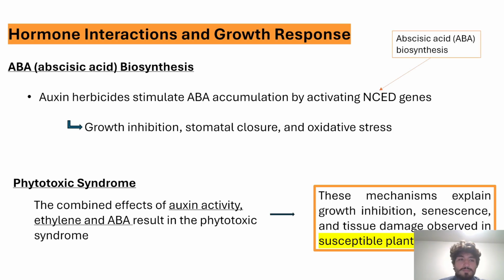Right, and then we have abscisic acid biosynthesis, because auxin herbicides stimulate abscisic acid accumulation by activating NCED genes, and these NCED genes are responsible for abscisic acid biosynthesis, okay, which leads to growth inhibition, stomatal closure, and oxidative stress. And this is what happens when we have the phytotoxic syndrome, because the combined effects of auxin activity, ethylene, and abscisic acid result in the phytotoxic syndrome, right? And these mechanisms explain the growth inhibition, senescence, and tissue damage observed in susceptible plants.